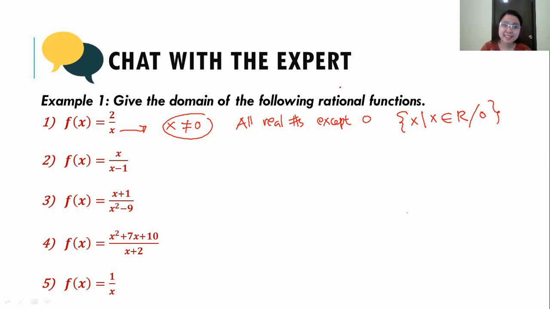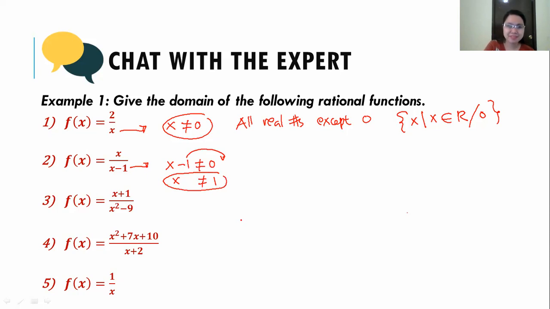Now let's go to the next one. Ready? Just take the denominator. x minus 1 should never be equal to 0. Transfer to the other side. x should never be equal to 1.